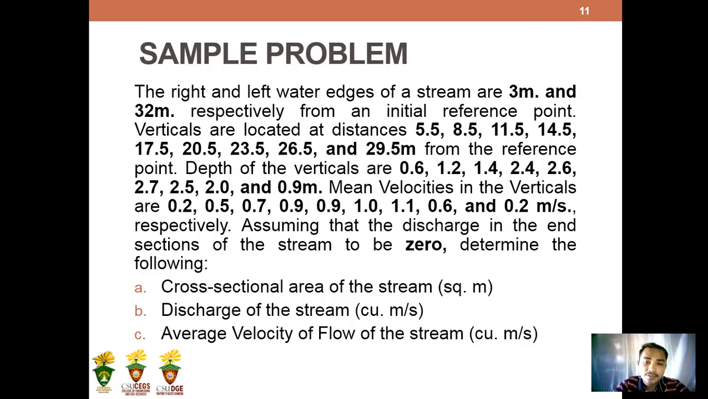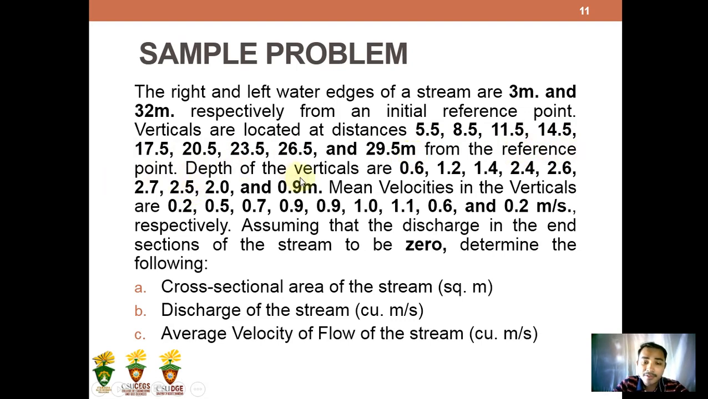So the right and left water edges of a stream are 3 meters and 32 meters respectively from an initial reference point. So therefore, what it means is we have an initial point, and the right water edge is 3 meters from that initial point, and the other one is 32 meters from the initial point, which is the left water edge. So verticals, or the term is intervals, no, are located at distances 5.5, 8.5, 11.5, 14.5, 17.5, 20.5, 23.5, 26.5, and 29.5 meters from that reference point.